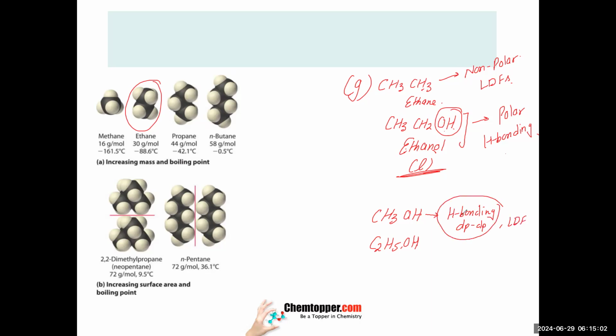Hydrogen bonding and dipole-dipole are exactly the same in both molecules, correct? Same here, same in both of them. So where is the difference then? Yes, the molar mass. LDF is different in both of them. In this case, only this molecule has that non-polar part. So molar mass is also less, surface area is also less.